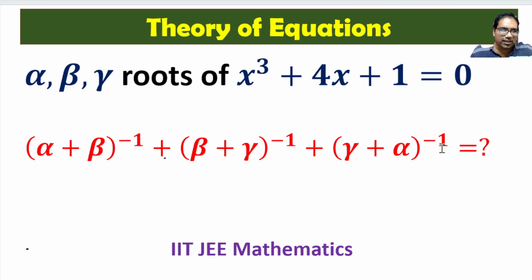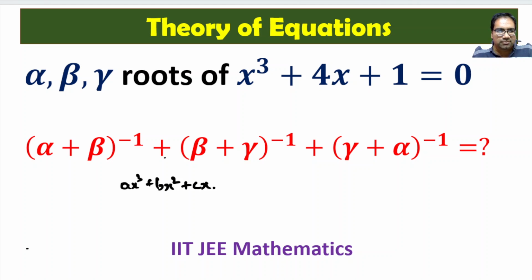When we have a cubic equation, we know the sum of the roots and the product of the roots also. For example, we have ax cube plus bx square plus cx plus d, a cubic equation, and the roots are alpha, beta, gamma. What is alpha plus beta plus gamma? The sum of the roots is minus b by a.